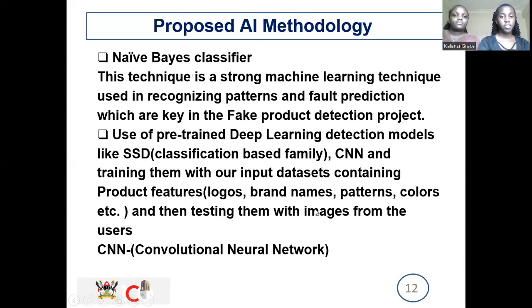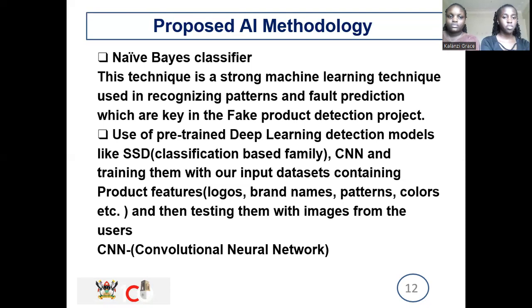Then the proposed AI methodologies, like I had said. We're going to use the naive Bayes classifier. According to our research, this is quite a good one because it's strongly used in recognizing patterns and fault predictions, and this is like the basis of our whole project. Basically, we want to recognize patterns, similarities, and faults. And naive Bayes classifier is a good methodology for that.